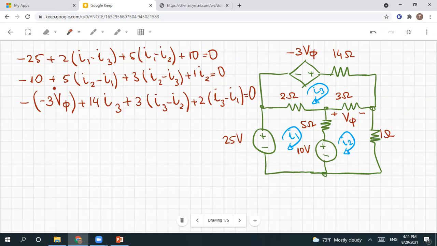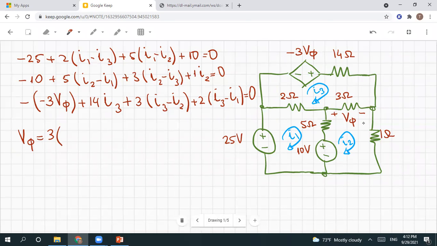So I need to get rid of this V5. So what do you think? What will V5 be equal to in terms of the mesh currents? So here is V5. As you see, V5 is the voltage drop across the 3 ohm resistor. According to Ohm's law, any voltage drop in a resistor is equal to the resistor times the current flowing through it. So V5 will be equal to 3, which is the resistor value.